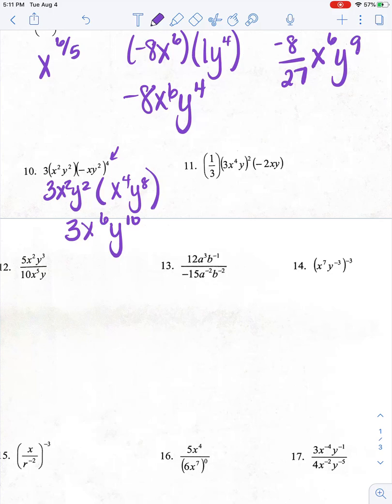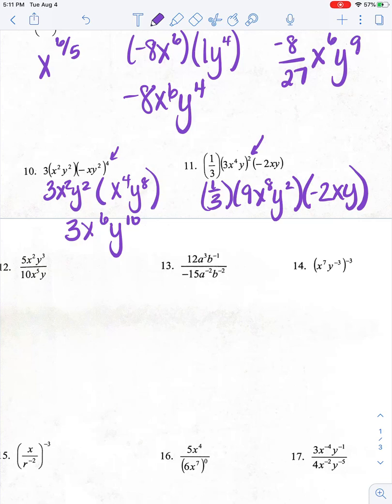And again, I'm just using those rules. This one's gonna hang out. This one I need to square. So 9x to the 8th, y squared. Again, a power to a power, you multiply. And now I can multiply them all together. 3 goes into 9 3 times, and 3 times 1 is 3. Times the -2 is a -6. X to the 9th, y to the 3rd.